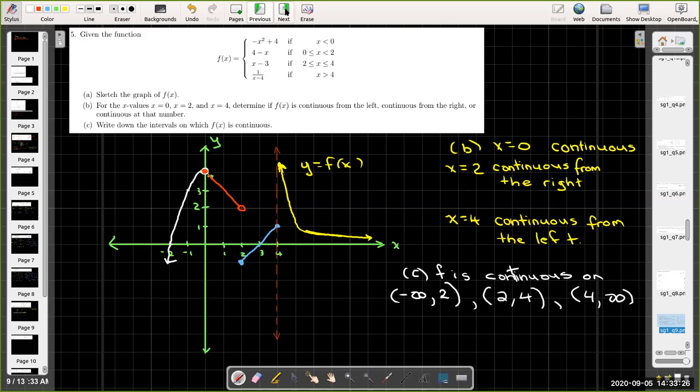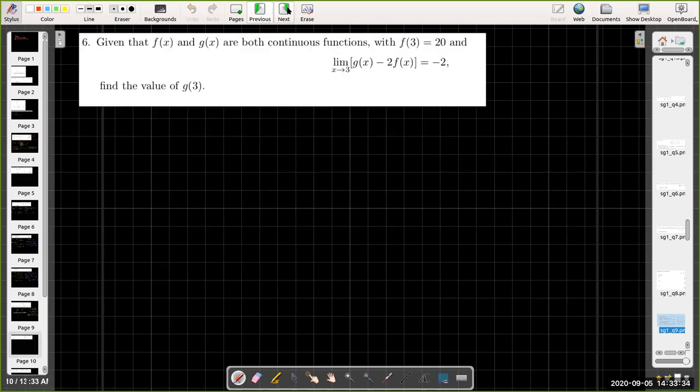Let's take a look at our next question. All right, so we're given two continuous functions. We know the function value at 3 for f, the function value we don't know for g, we're trying to find that. But we do have that the limit as x approaches 3 of quantity g of x minus 2 f of x equals negative 2. Well, since these are continuous functions, I can expand this limit as x approaches 3 of quantity g of x minus 2 f of x by using direct substitution. That would just be g evaluated at 3 minus 2 times f of 3.